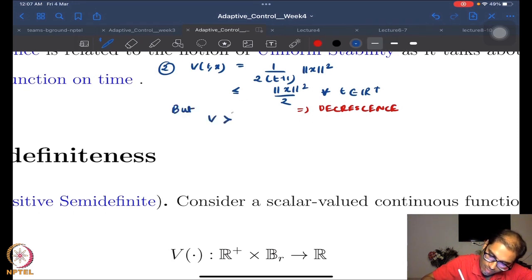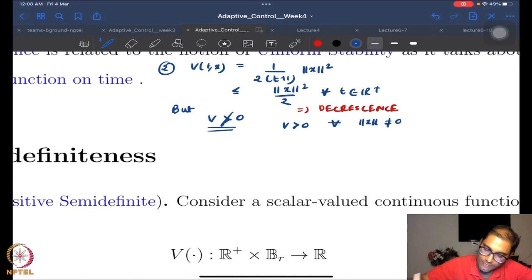V not positive definite. Right? Why? Let's look at the easier condition. What do we require? We require V to be strictly positive for all norm x not equal to 0. On the face of it, it looks like it. But if I take any non-zero x, the problem is I have division by t plus 1, this guy. So what happens?